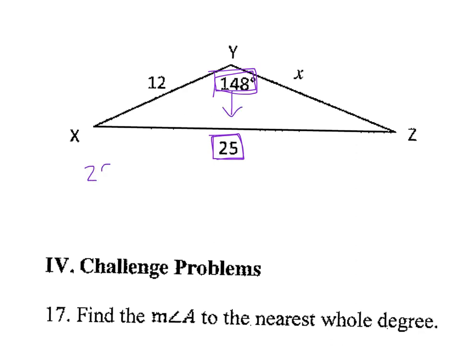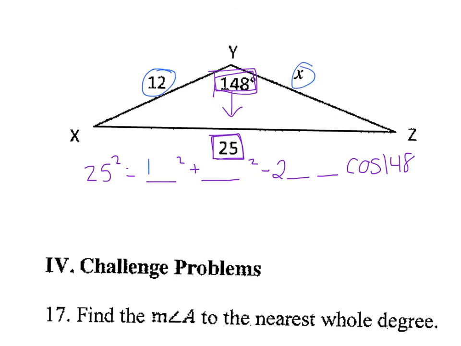So I'm going to have 25 squared is going to be equal to something squared plus the other side squared minus 2 times one side times the other side times the cosine of 148. Once I set up my two bookends, then I can use everything else. I have 12 and x, so I'm going to substitute. That's 12, that's x, this is 12, this is x. And again, this is going to be one of those questions like number 14, where we can't solve the whole thing because we have a variable here, and we have an x squared on this side, and we have an x right here.